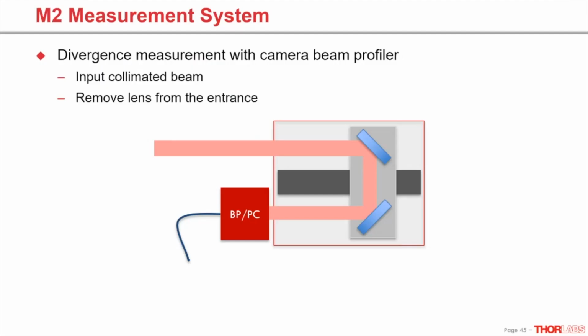There is a second thing you can do with this M-square measurement system, and this example shows a divergence measurement, also performed with a camera beam profiler. The incoming beam must be collimated. The focusing lens, the one set here, needs to be removed from the entrance of the M-square setup.